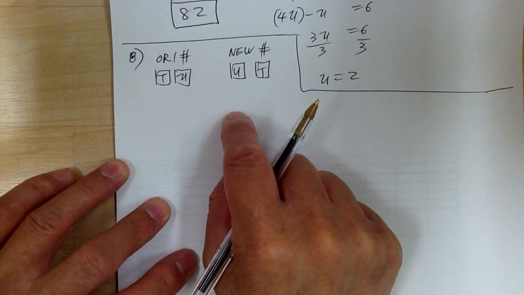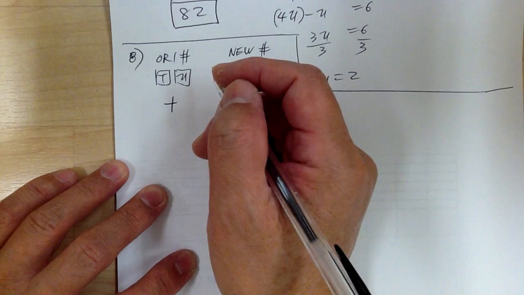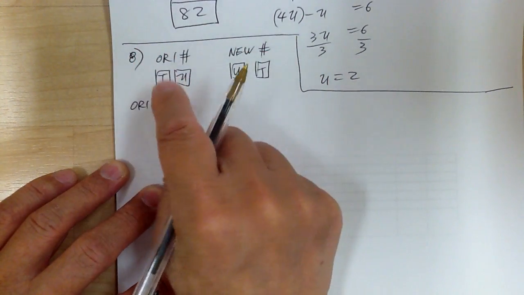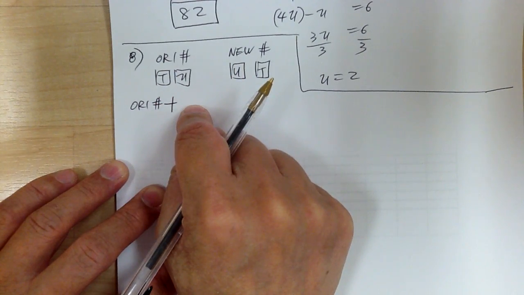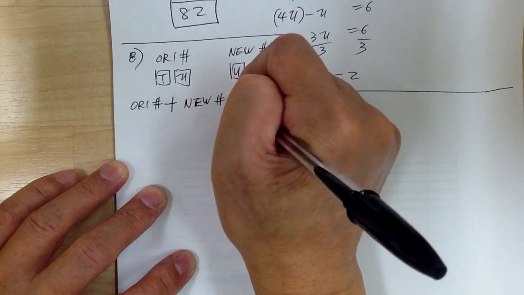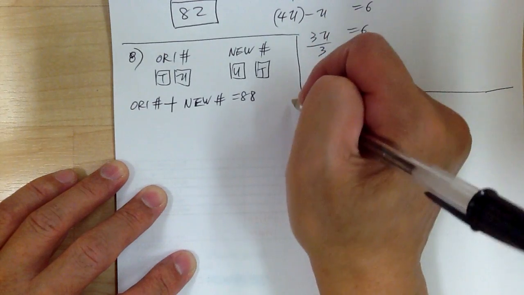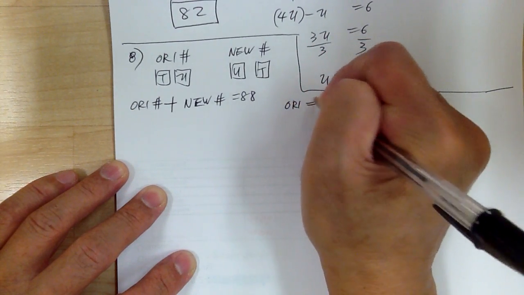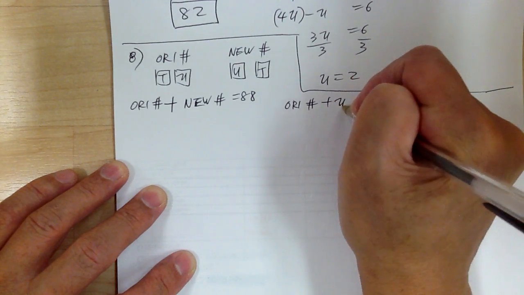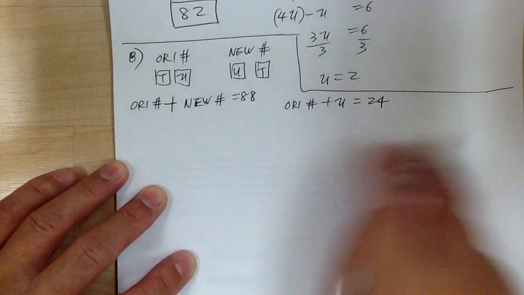Okay, number 8, the sum. So you're adding something. The sum of the 2-digit number and its reversal, so that's the new number, is equal to 88. And it says the sum of the original number and its unit digit is 24. Okay, and so that's what you have.